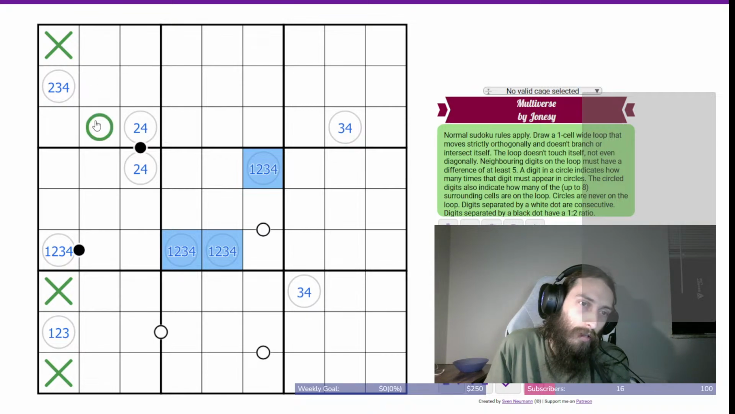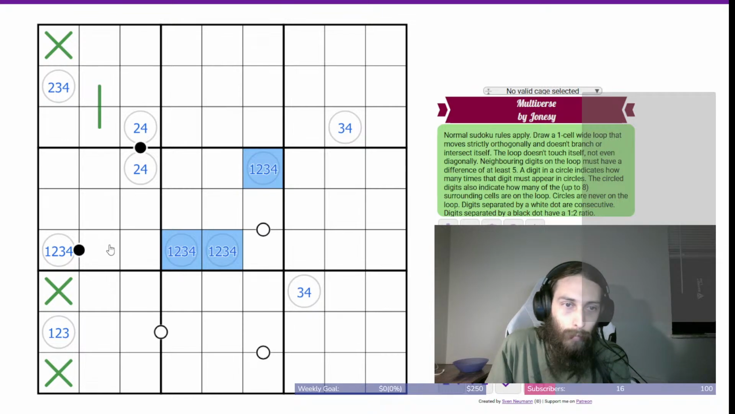And I guess if this one's on the loop, and I don't cross the barrier above, then that would touch itself. Right. And this would have the same problem. So I have to take both of those. Right? Yeah.